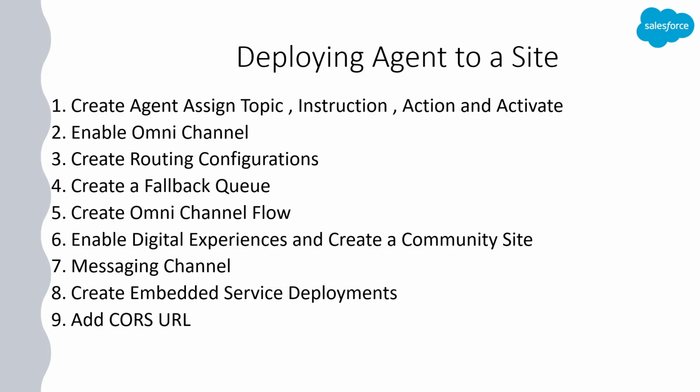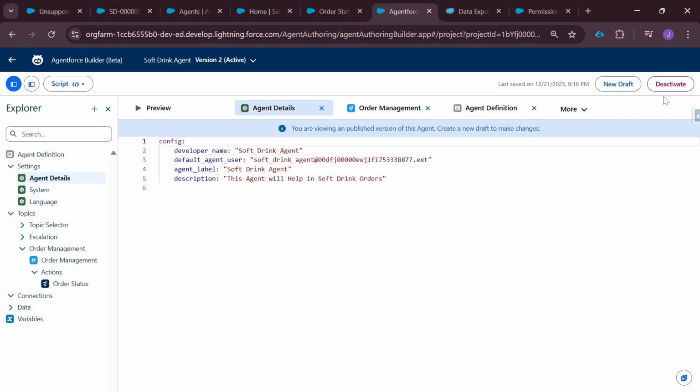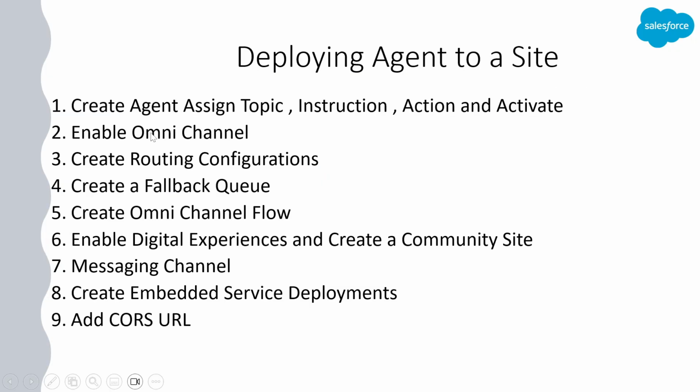So the first is we need to have our agent, where we should have our topics, instruction, action, and we should activate it. So if we see our agent, it is currently activated. So version 2 is activated. So we are good to go from step 1 point of view. So let's move to the next steps.